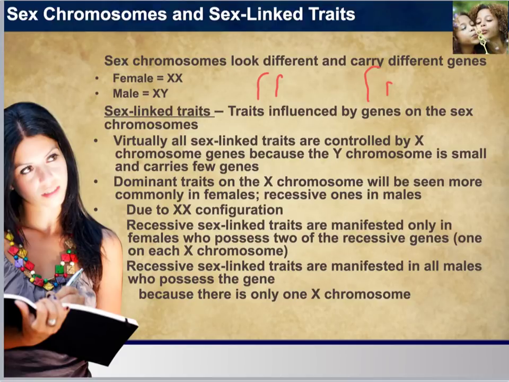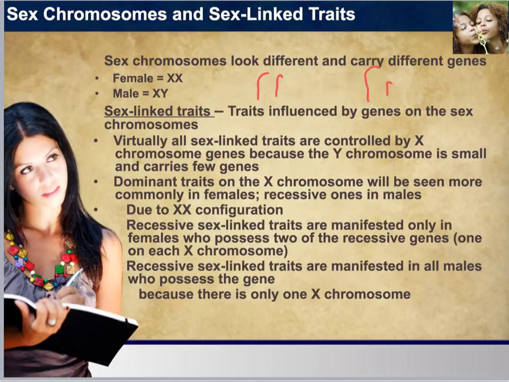The dominant traits on the X chromosome will be seen more commonly in females, whereas the recessive ones will be seen more so in males. And this is due to the XX configuration, which would be this right here. Please note that recessive linked traits are manifested only in females who possess two of the recessive genes, one on each chromosome. It's kind of like looking back at the blue eyes and brown eyes. You see, the only way that the blue eye can be manifested on the offspring is if there are two recessive genes. But if there's just one dominant trait, which is again on the X, then this one here would not be shown at all.